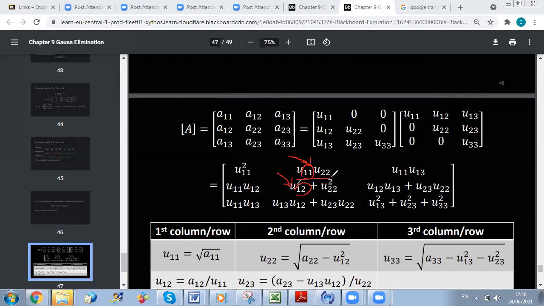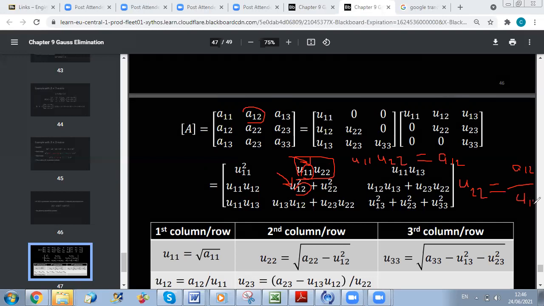And if you use this one, you will get that U11 U22 is equal to A12. So you can write U22 as A12 over U11. So this is one possibility.